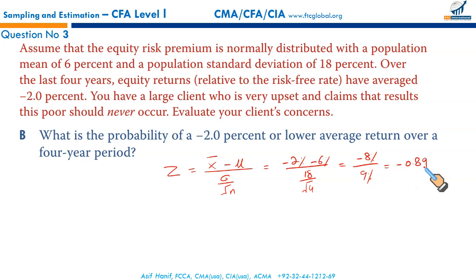So there are two ways to do it. The quickest way is to just look it up in the negative z-scores table, and you will find that the probability corresponding to negative 0.89 is 18.67%. So what does this percentage tell us? It tells us that a 4 years average return of minus 2% or lower should occur 18.67% of the time. All right, next.